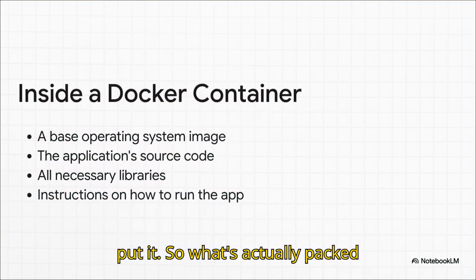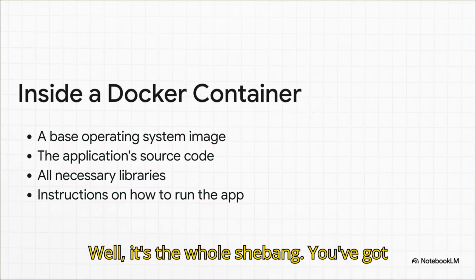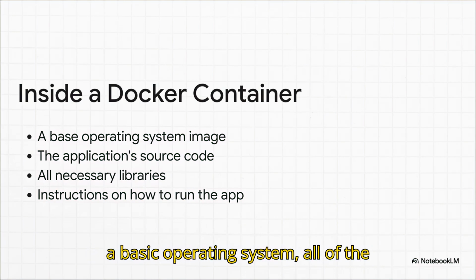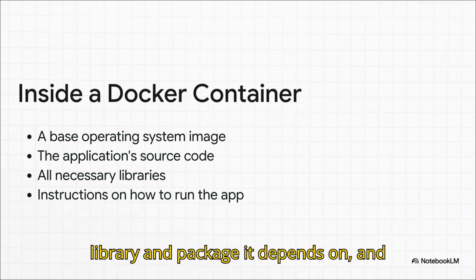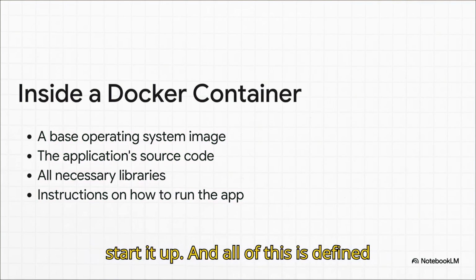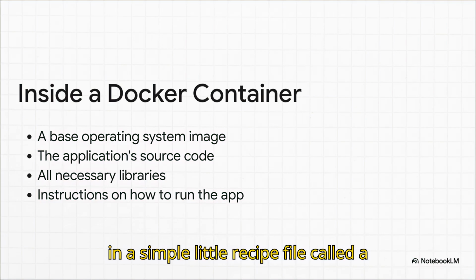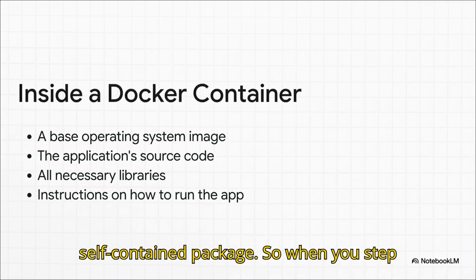So what's actually packed inside one of these Docker containers? Well, it's the whole shebang. You've got a basic operating system, all of the application's source code, every single library and package it depends on, and finally, the exact instructions on how to start it up. And all of this is defined in a simple little recipe file called a Dockerfile. It's the complete, self-contained package.